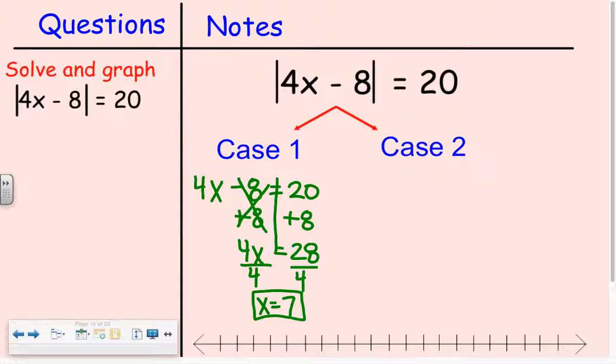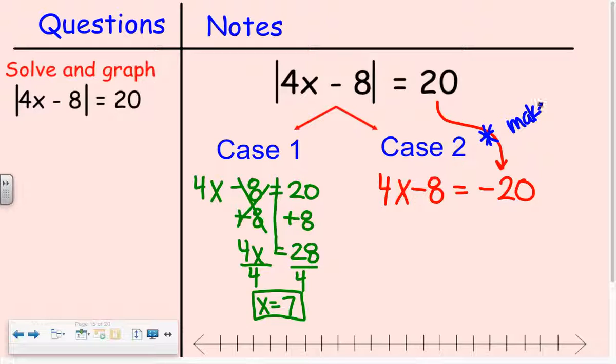This one is a little bit trickier of the two to remember. The 4x minus 8 is going to stay the same, but the way we get our other answer is by making 20 negative. So instead of positive 20, we write negative 20. So I want you to make a note in your notes. Make case 2 negative, meaning the answer negative. Nothing changes with the 4x minus 8. It's just the 20 becomes negative. Let's go ahead and solve that.